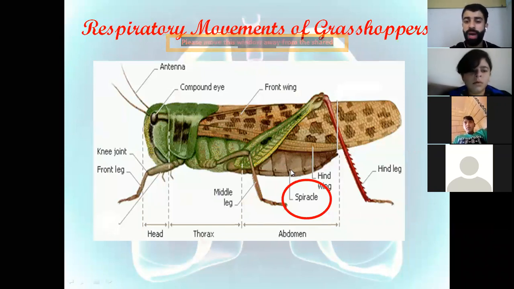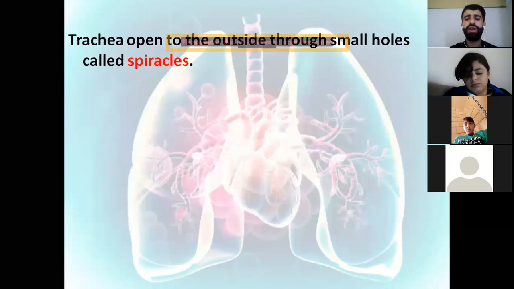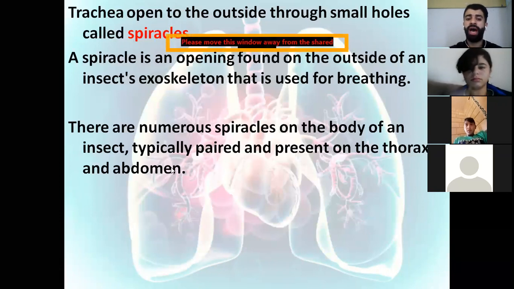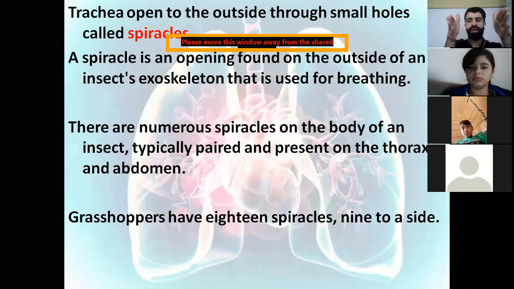They are small openings found on the outside of the body of the grasshopper, and they are used for breathing. How many spiracles do we have? We have many spiracles. They are found in the thorax and in the abdomen region, and grasshoppers have 18 spiracles, 9 on each side. Okay, so 9 on this side and 9 on the other side, they become 18.